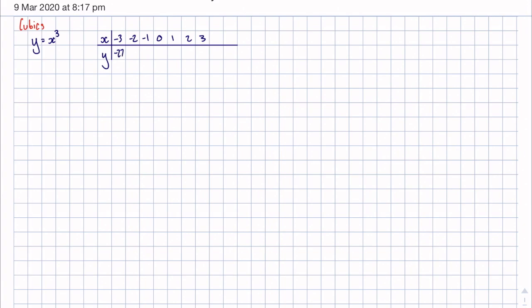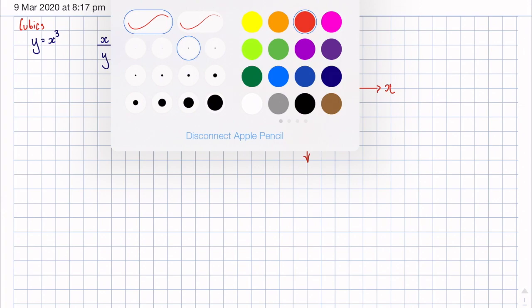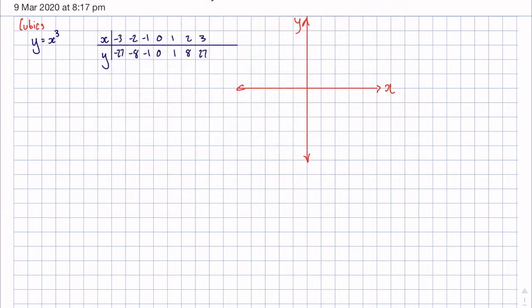So minus 3 cubed is negative 27. Minus 2 cubed is negative 8. Minus 1 cubed is negative 1. 0 cubed is 0. 1 cubed is 1. 2 cubed is 8. 3 cubed is 27. So it kind of climbs really quickly, as you can see. And you can also see that if you're putting a negative value of x in, it stays negative. Unlike quadratics where it's squared, so it goes to the positive, this one doesn't.